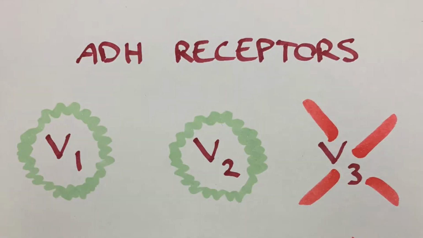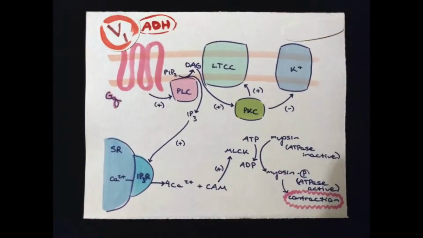ADH or vasopressin can bind to many receptors including V1, V2, and V3. When ADH binds to V1 receptors on smooth muscle surrounding arterioles, the GQ transduction pathway is activated and causes vasoconstriction. In the GQ transduction pathway, the G protein activates phospholipase C. This enzyme converts PIP2 to IP3 and DAG.